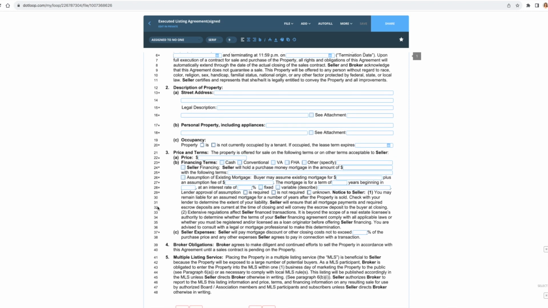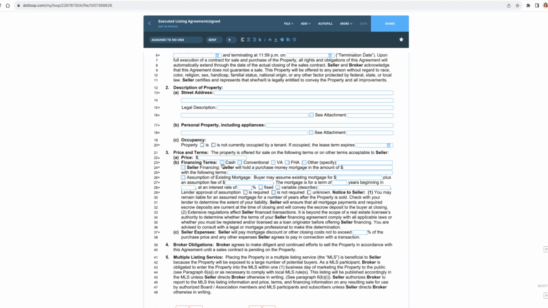Then we're going down to section 3, price and terms. The property is offered for sale on the following terms and no other acceptable terms, or on other terms acceptable to the seller, excuse me. So obviously you're going to put the listing price. This is the price that you guys have agreed to for the listing to go live.